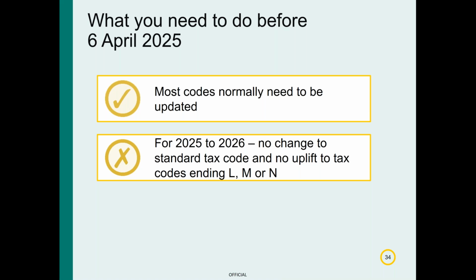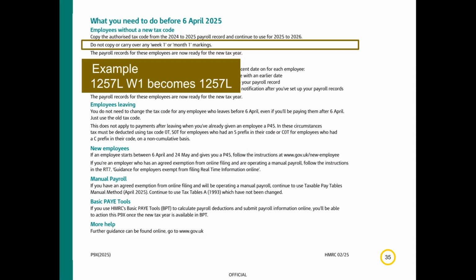If any of your employees have week 1 or month 1 tax codes in the 2024 to 2025 tax year, you do not carry that over to the new tax year. Instead, for example, change 1257L W1 to 1257L.